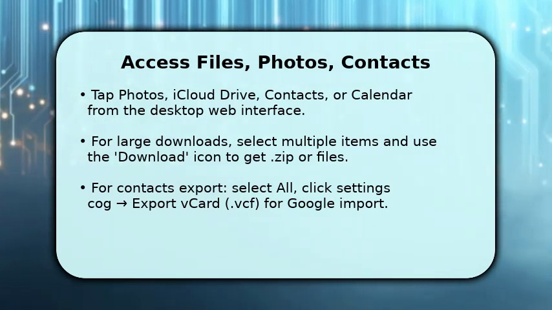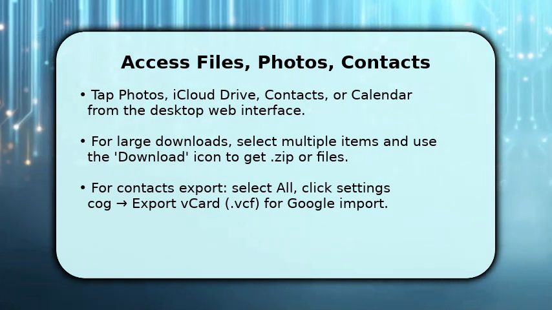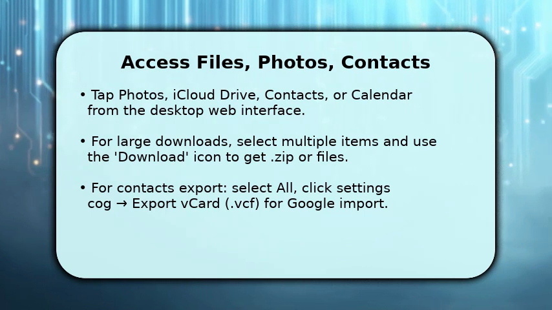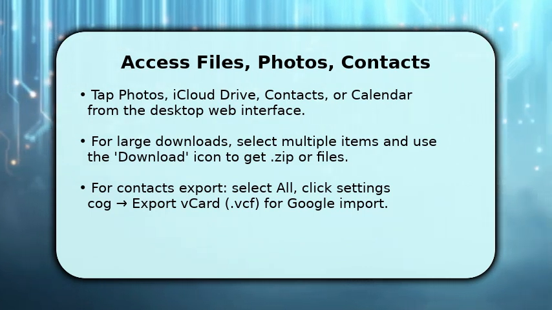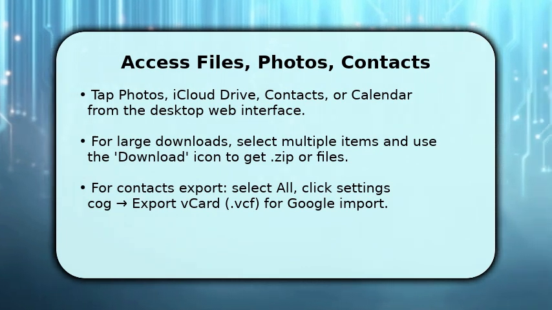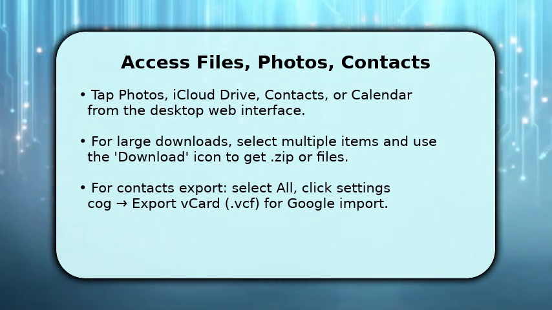For photos, select images and use the download button. The browser will deliver a zip if multiple files are chosen. For iCloud Drive, open folders and download individual files or multiple selections. For contacts, select all and export a vCard. Once downloaded, you can import that VCF into your Google account.